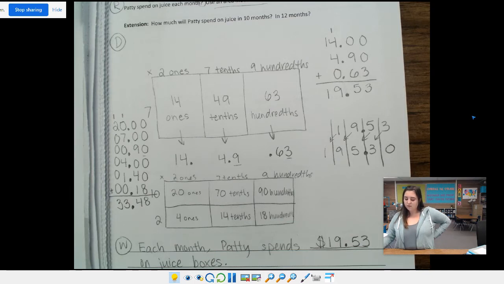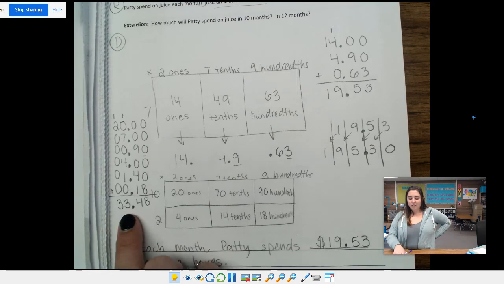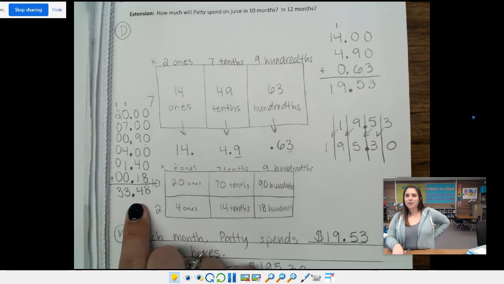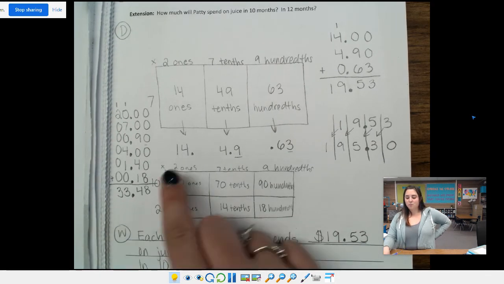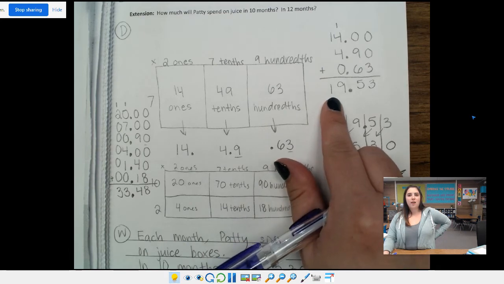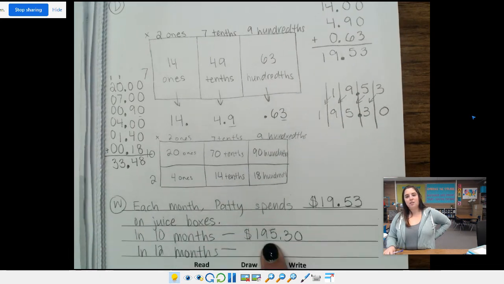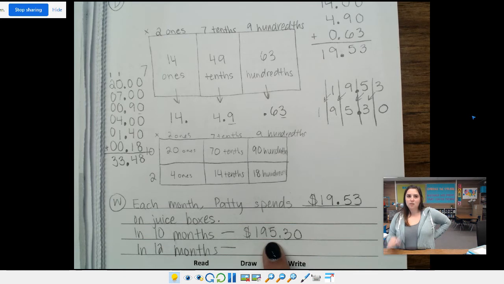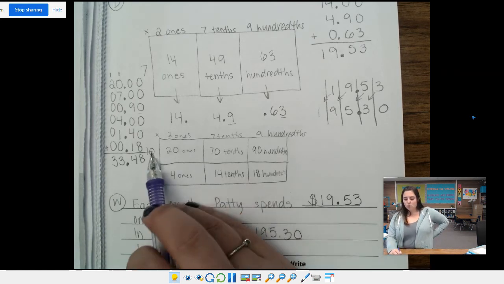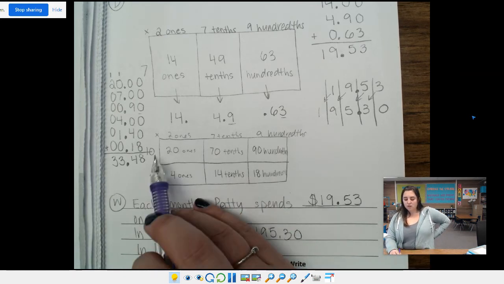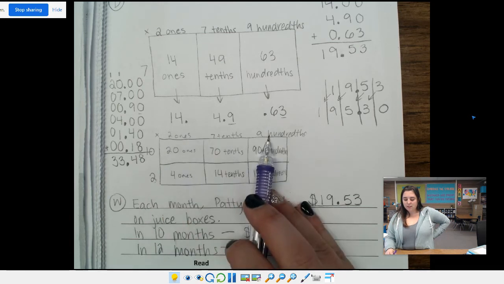What did I do? Here's why I'm pausing. $33.48 doesn't make sense. That's barely over 1 month, and it's somehow less than 10 months. So I'm looking here. I did 12, 10, and 2. And it should still be 2 ones, 7 tenths, 9 hundredths.